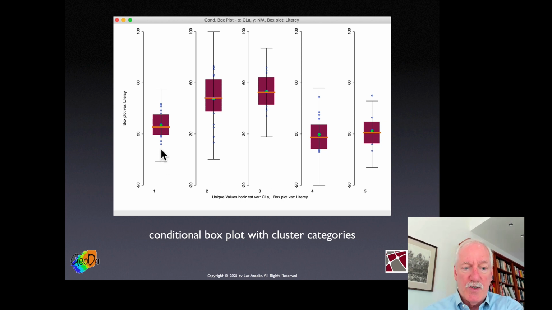But for each of the clusters, we can plot the distribution of the variable of interest. And for example, we see that the median, this orange line, is much lower in cluster 1 than in cluster 2.